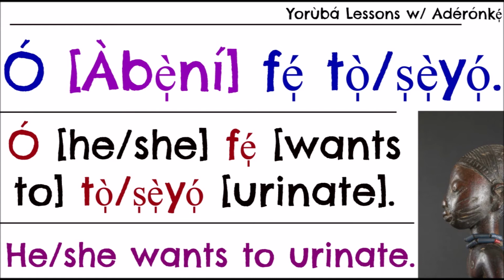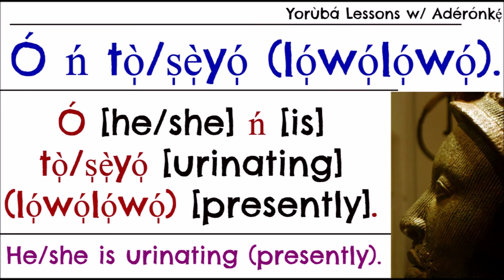So, ofeto, ofesheyo, he or she wants to urinate. And then moving on to the next one, onto lowo lowo, or you could say onsheyo lowo lowo. O is he or she, to osheyo is urinating, lowo lowo is presently. You could exclude it altogether and just say onto onsheyo.